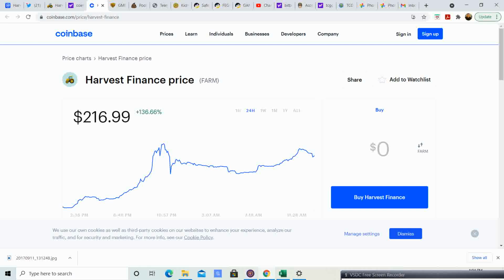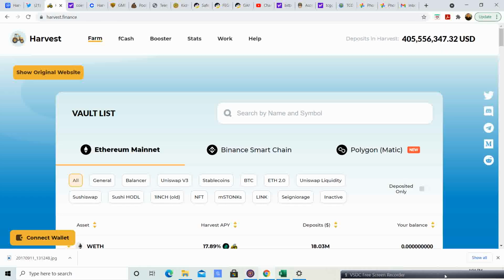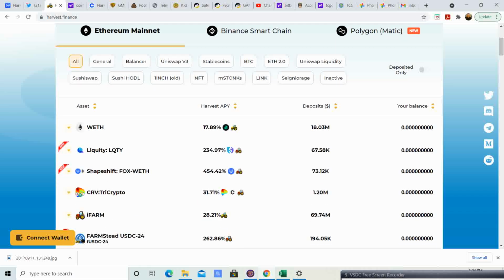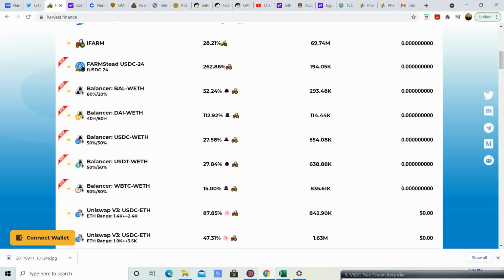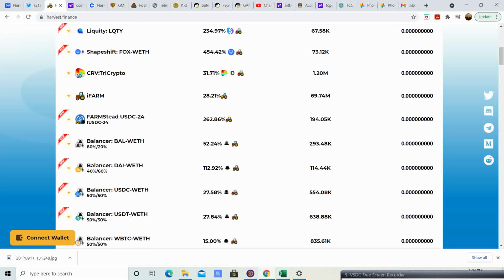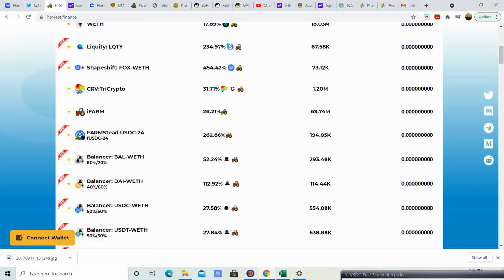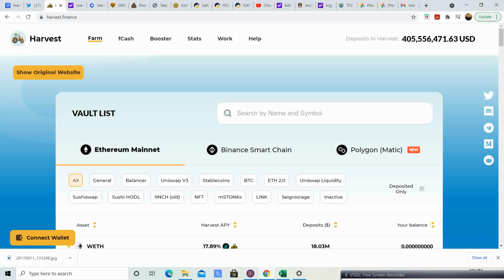Now, if we take a look at their website, it's just harvest.finance. It looks like this is all the things that they can work with. They have balancers and all that. And so, if you guys want to check it out, it's just like I said, harvest.finance, deposits to Harvest. Look at that money continuing to go up.